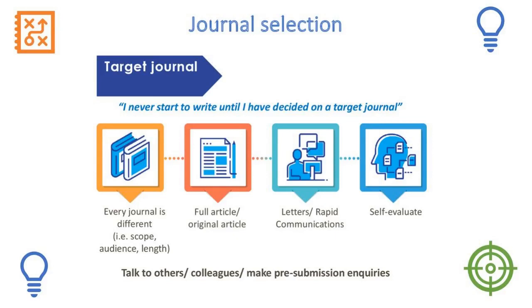Every journal's different. You may be writing a full article, a letter, a rapid communication. What kind of journal, what sort of journal will your next research project just finished be suitable for? How can you target effectively at a journal that will ensure that your research has maximum reach? Talk to people, talk to colleagues, talk to editors, make those pre-submission inquiries. There's nothing stopping you from writing emails to 5, 10, 15 potential journals before you even start to write, so that you can line up a journal that will be suitable as an outlet for your research.